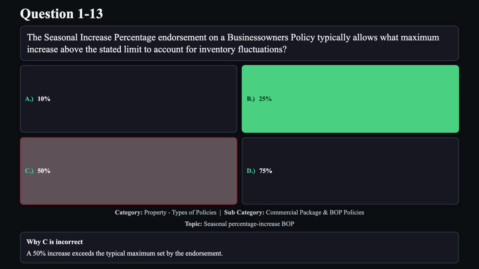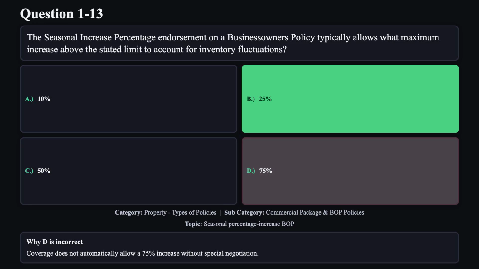Reason C is not correct. A 50% increase exceeds the typical maximum set by the endorsement. Reason D is not correct. Coverage does not automatically allow a 75% increase without special negotiation.